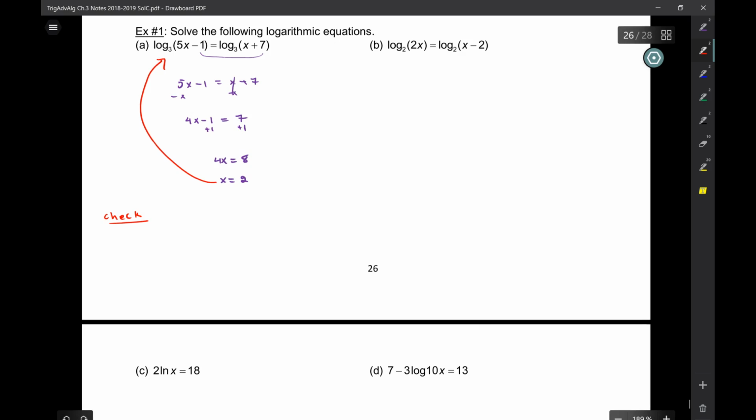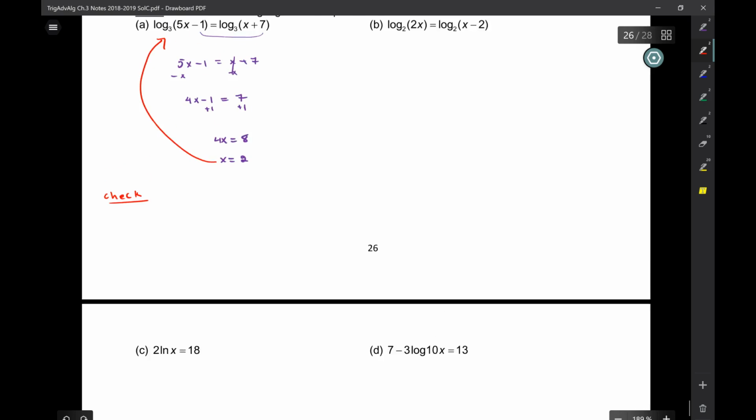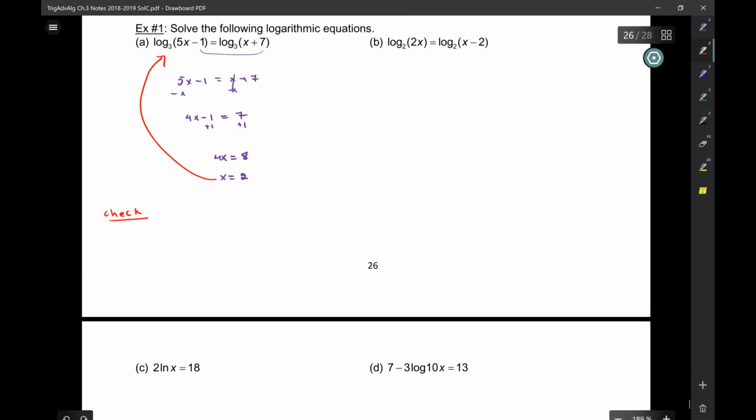If you plug it into here, it's going to work. It's always going to work. So there is nothing there. You have to plug it into the one with the logs. So now, the way this works is, okay, log base 3 of 5 times 2 minus 1. Is this the same as log base 3 of 2 plus 7?